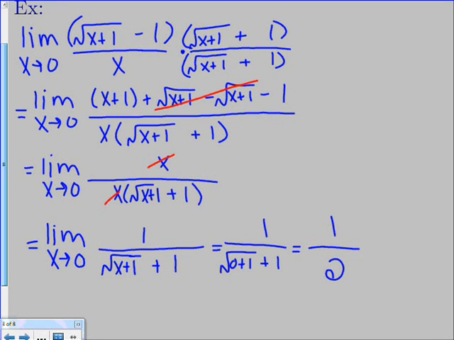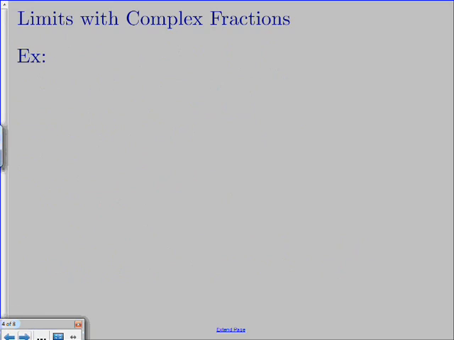So that's the gist of all of these sorts of problems. When you have a square root in the top or bottom of your fraction and it's preventing you from getting an answer just from plugging in, you want to do this rationalization and multiply in by the conjugate over itself and then simplify.